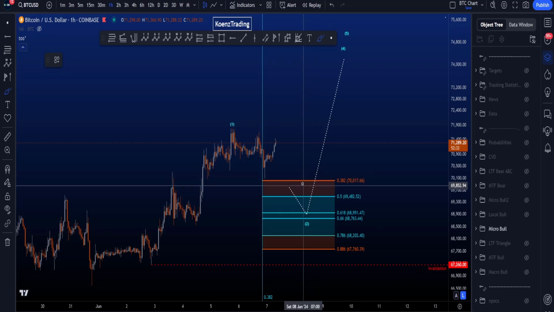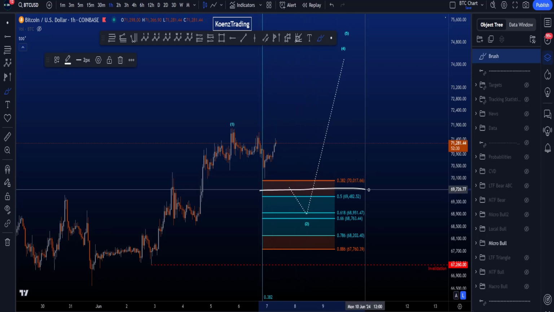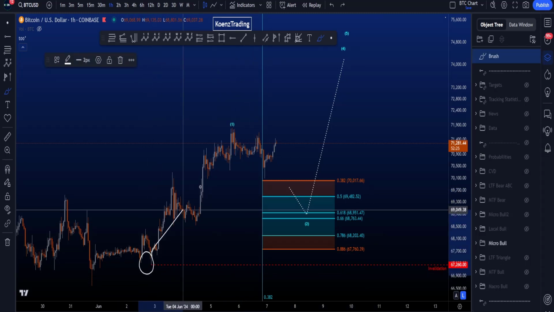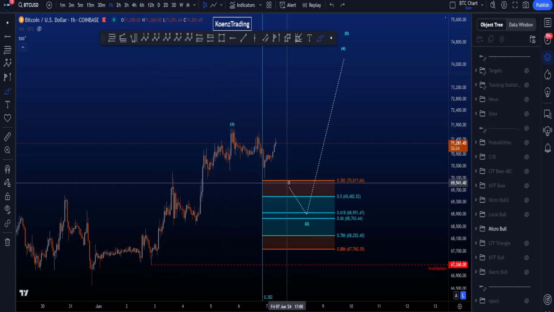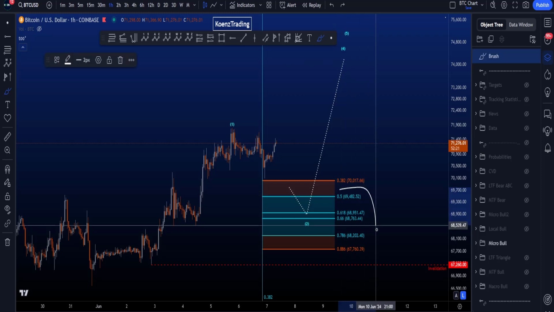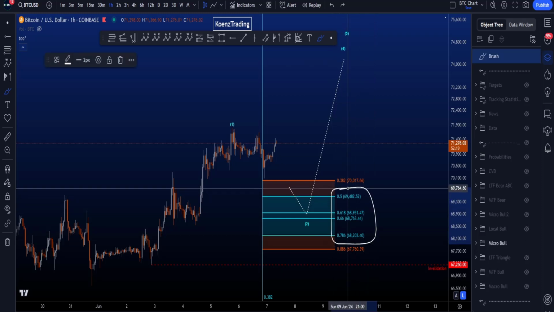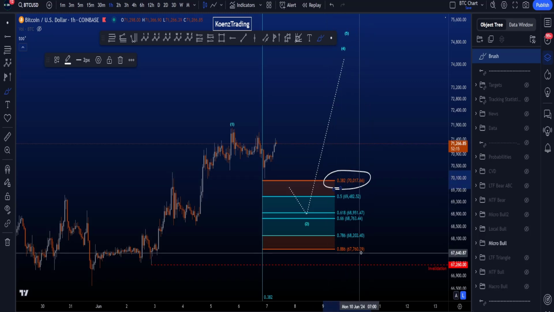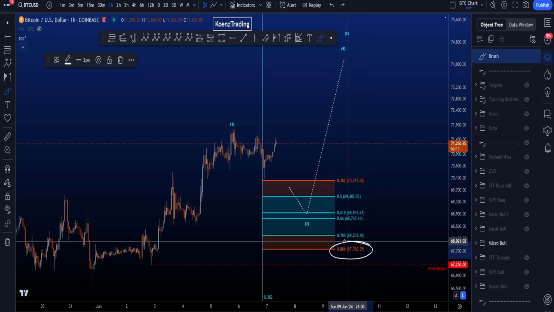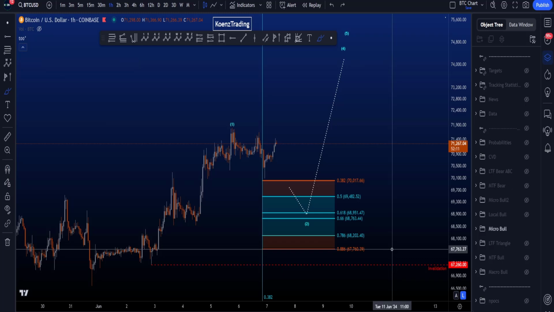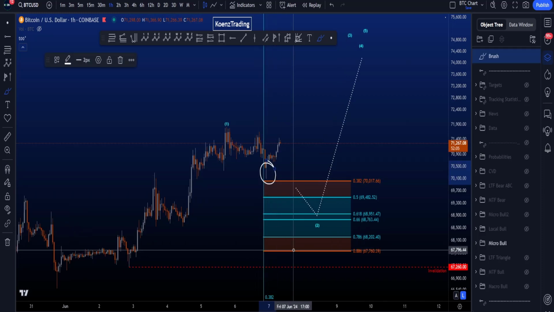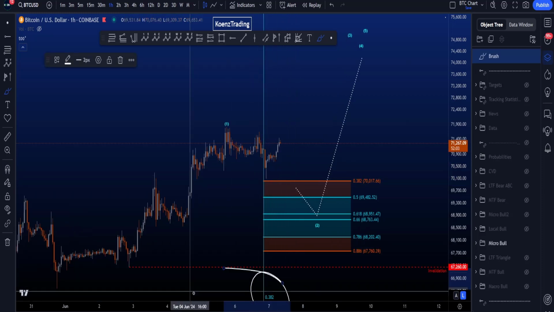So here the common target for your wave 2 is between the 0.5 and the 0.786 Fibonacci, taken from the low to the high of wave 1, giving you a target between 69.5k and 68.2k. The 0.382 is an uncommon target for a wave 2, and the 0.886 is very rare, at 67.7k and the 0.382 at 70k.